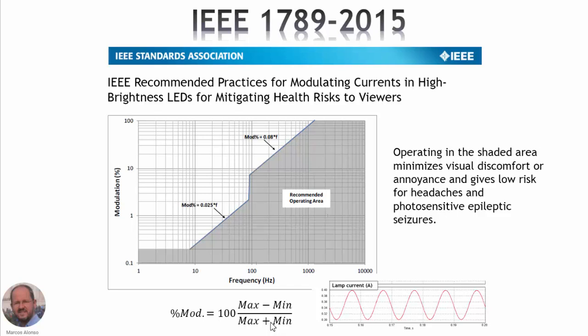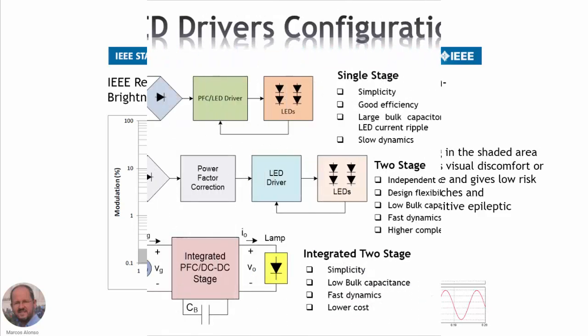So what the standard proposes is to always have a value of the modulation percentage in this recommended area. So it has to be below these values here, in order to minimize the visual discomfort and annoyance to the user, and also to provide low risk for headaches and photosensitive epileptic seizures.